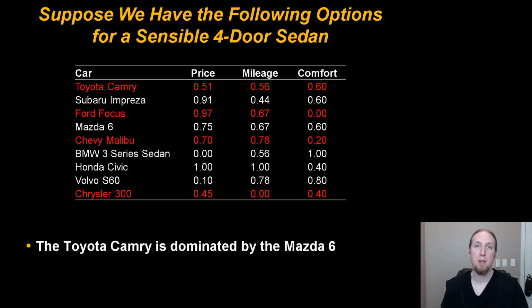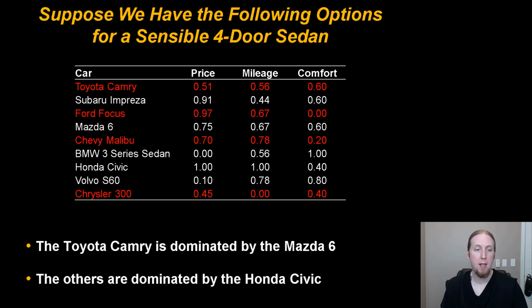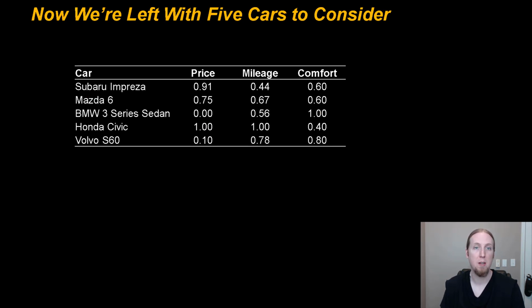All of the options that are highlighted here in red are dominated by at least one other car. The Toyota Camry is dominated by the Mazda 6, and the others are all dominated by the Honda Civic. So we'll get rid of these and condense our options to a smaller table of 5 cars left.